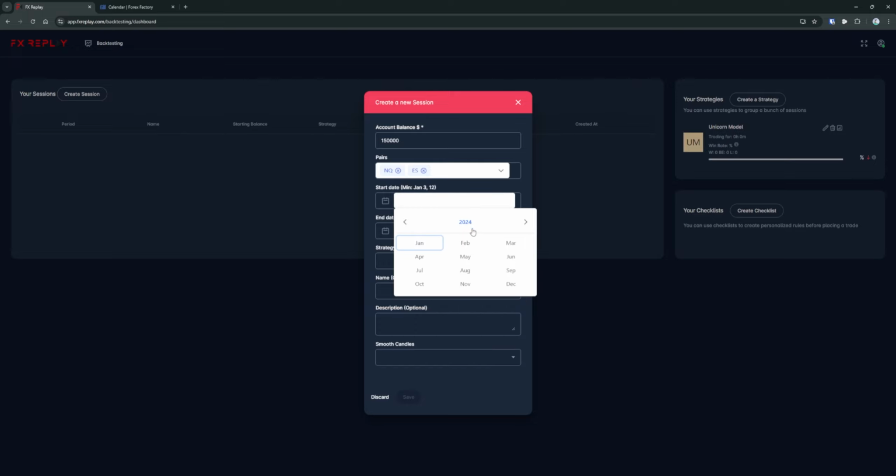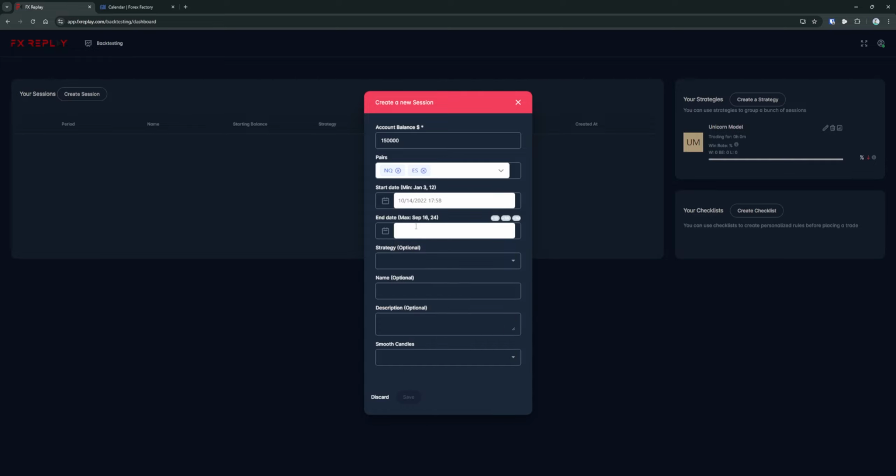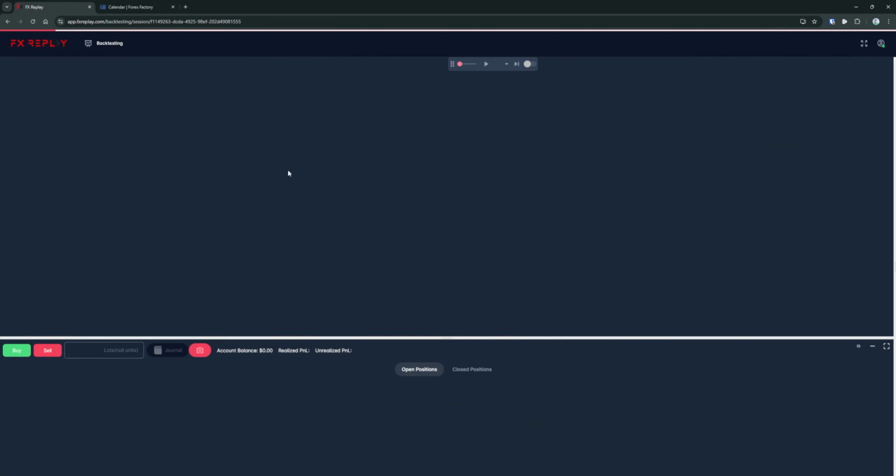Start date we'll do 2022 October, and we can do skip NFP week. Let's do the 14th, and we'll put today's date. Disable smooth candles and save this. And let's get into the backtest.